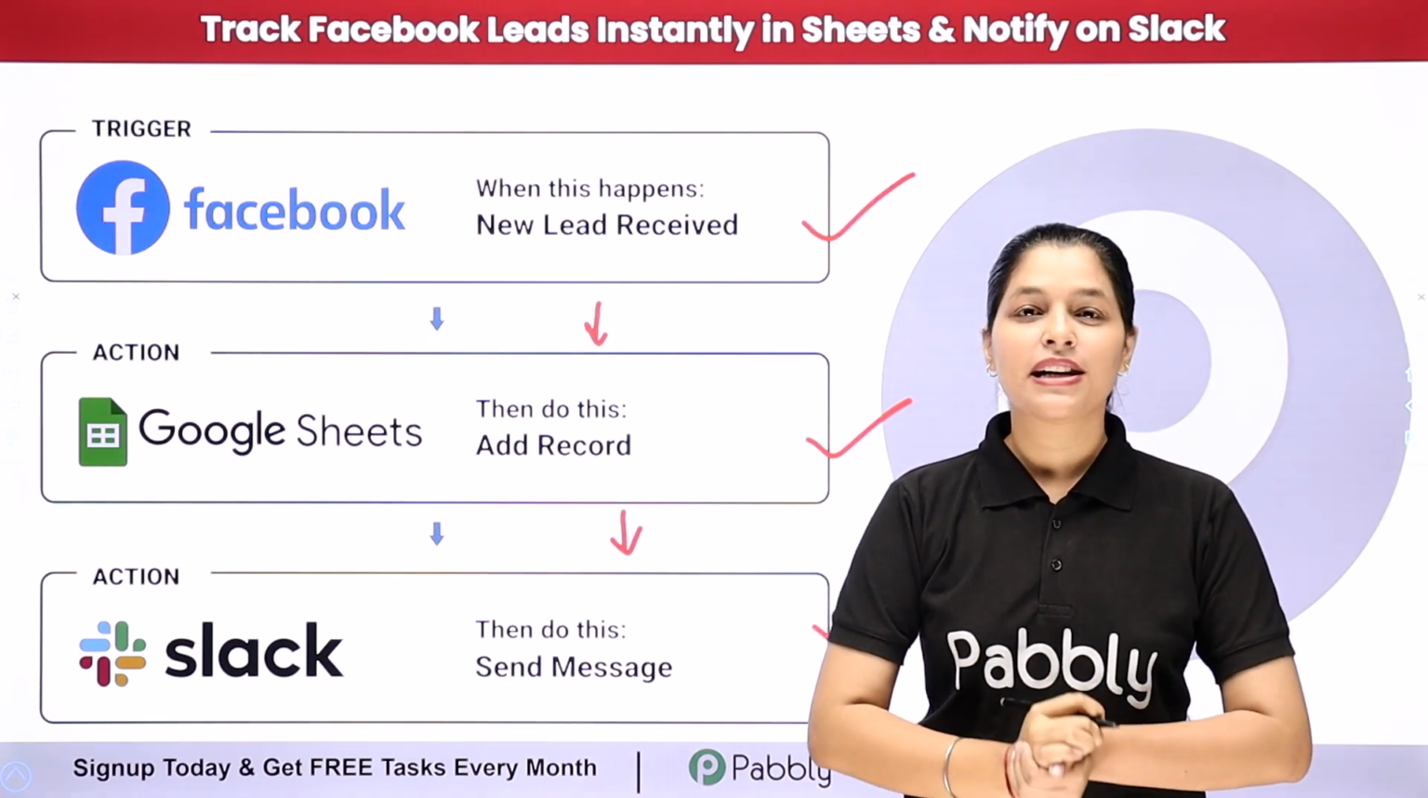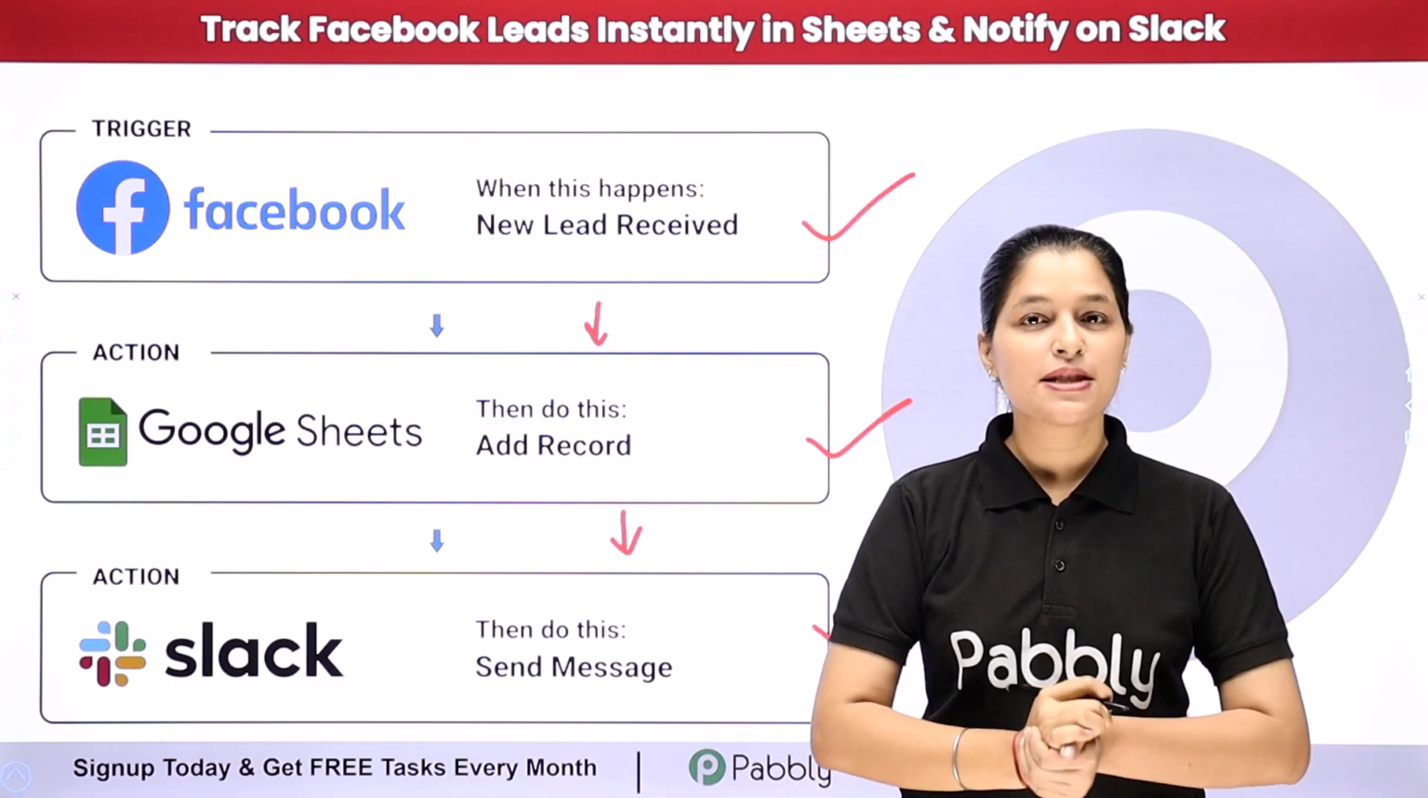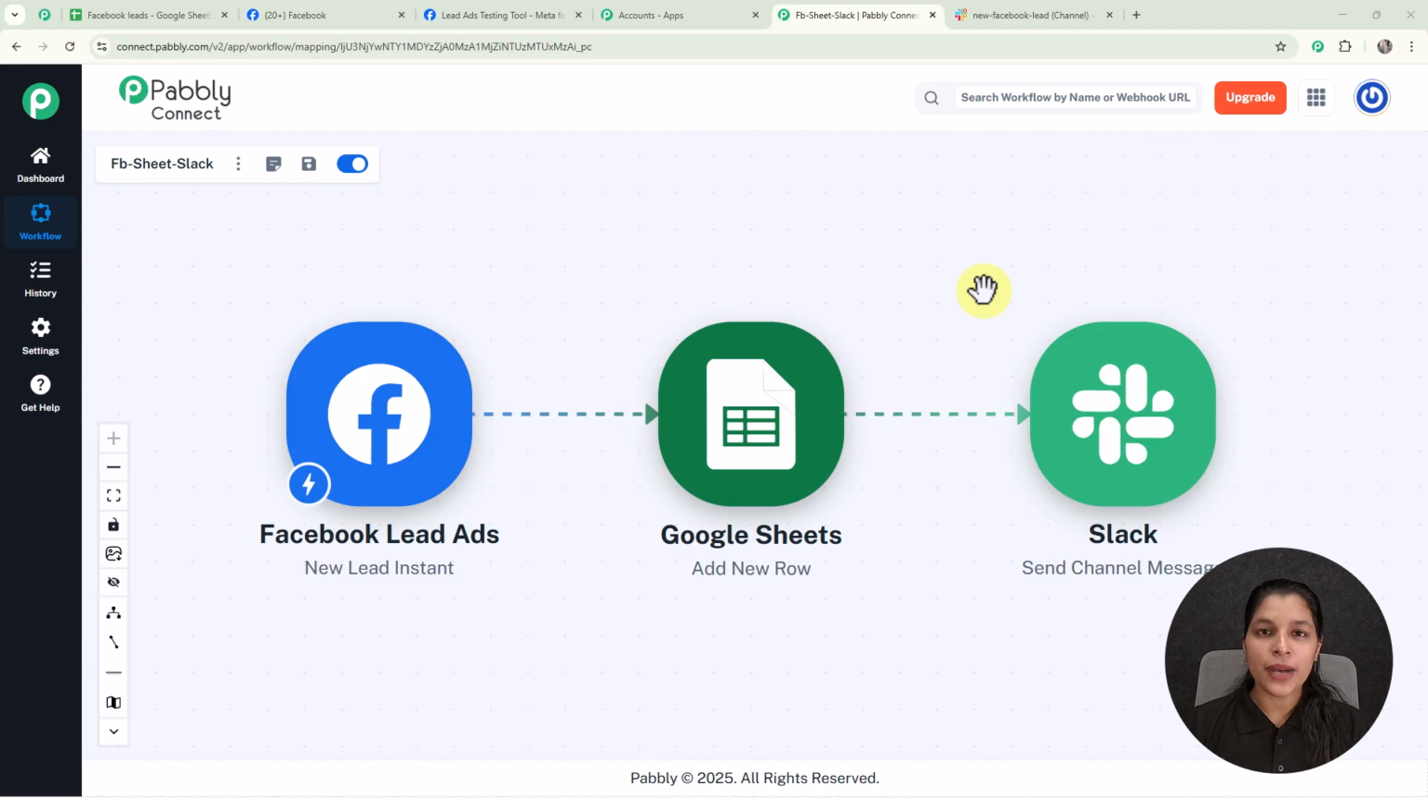So if you also want to build this automation, then let me take you towards my screen. Welcome to my screen. So in this video I am going to show you how you can send notification of the new Facebook lead ad and add the data to the Google Sheet. So for building this automation I am going to use an amazing automation tool that is Pabbly Connect.